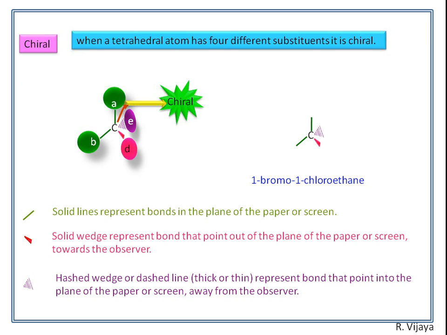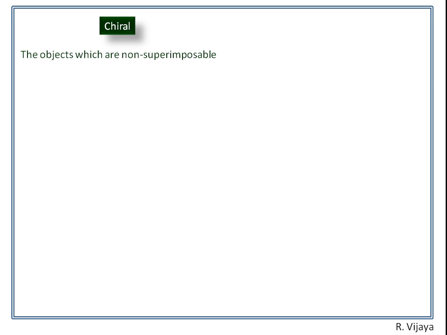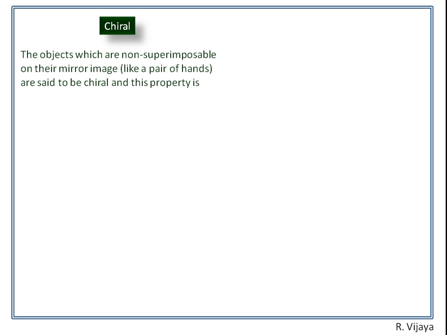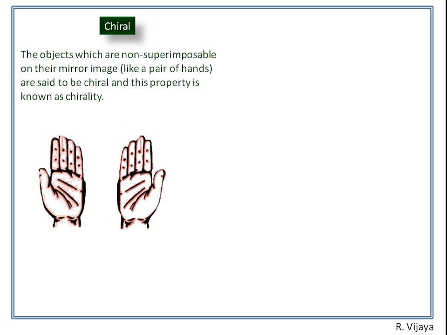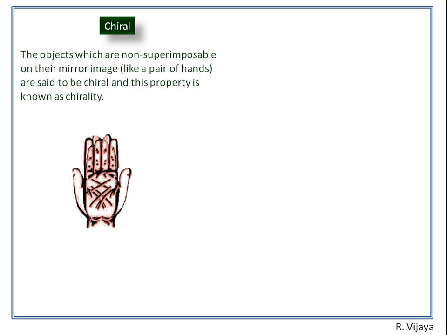1-bromo-1-chloroethane is one of the examples of a chiral molecule. Here the first carbon atom is surrounded by 4 different substituents. So this carbon atom is said to be a chiral carbon atom. The objects which are non-superimposable on their mirror image are said to be chiral, and this property is known as chirality. Human hands are the best example of a chiral object. Here the 2 hands are non-superimposable.